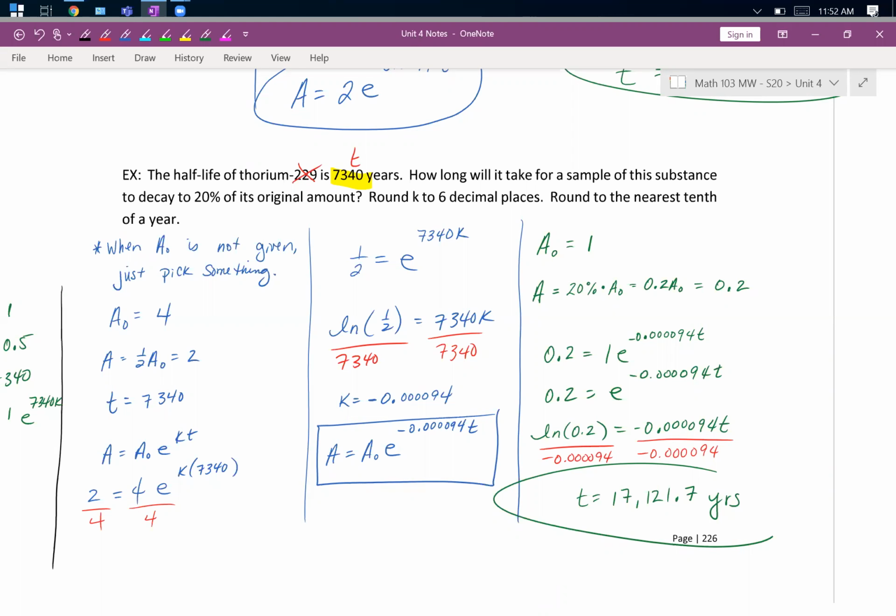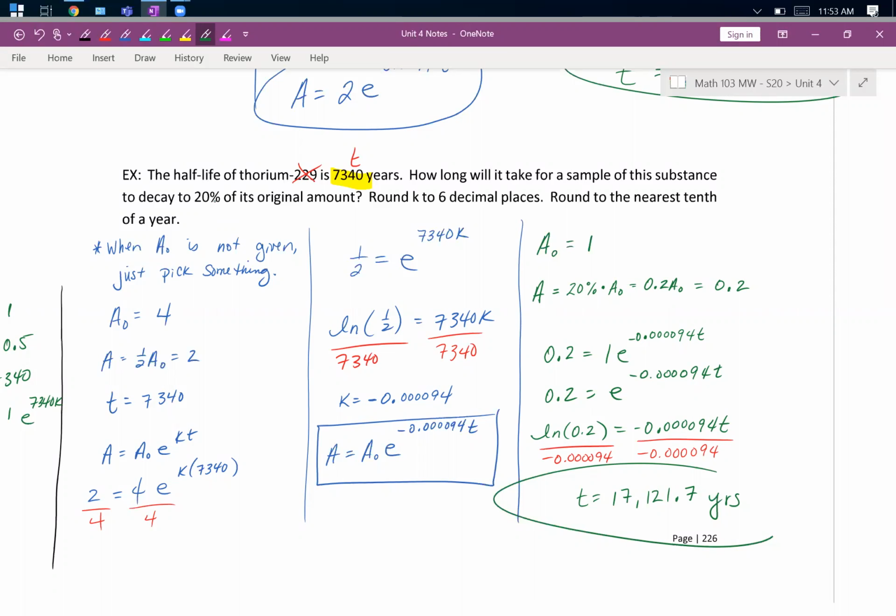In another 7,340 years, half of that's going to disappear. So half of 50% gets us down to 25%. 20%, which is what we're decaying to, is less than 25%. So I anticipate a number that's more than double my half-life. Double my half-life would be 14,680. So I should end up with an answer that's more than that, and I do. So that can make me feel good about my answer.